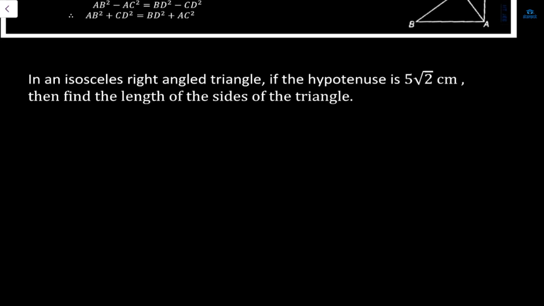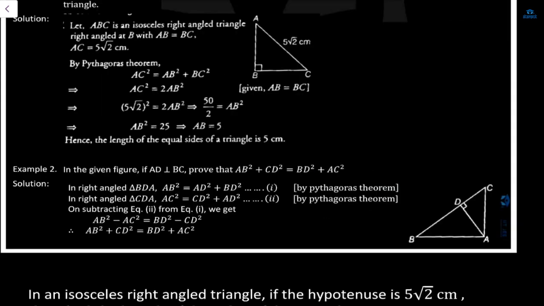In an isosceles right angle triangle, if the hypotenuse is 5 root 2 centimeters, find the length of the sides of the triangle. Can you do this? Yes, ma'am. This is x and this is x. Ma'am, is it 5? Yes, it's 5 centimeters.